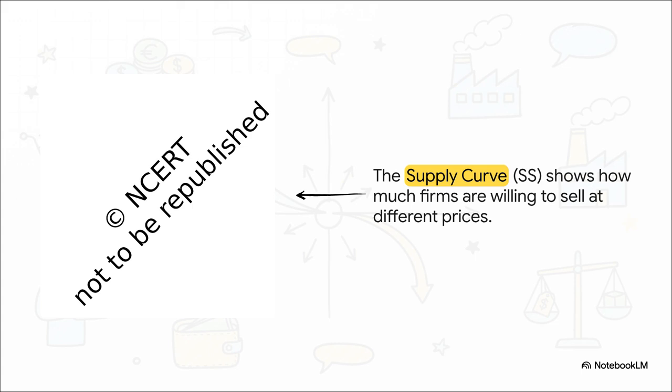And then you've got the other side of the coin, the sellers. They're all about the supply curve. And this one slopes up. Why? Well, it's pretty obvious when you think about it. The higher the price, the more profit they make, and the more they're motivated to produce and sell. If the price is super low, it's just not worth their time.